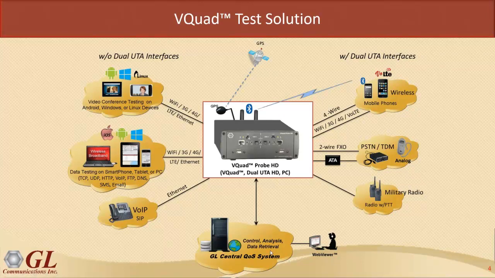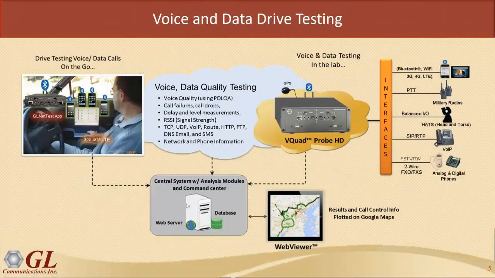This next slide shows that a little bit more, and it is dedicated to the applications of this existing product, VQuad Probe. It shows that if you're interfacing with mobile devices and public safety radios, you can actually do drive testing. So it's a drive testing product, as well as all of these interfaces on the right-hand side that I mentioned before. It also has a traditional 4-wire balanced in and out, so this can be adapted to a lot of different devices.